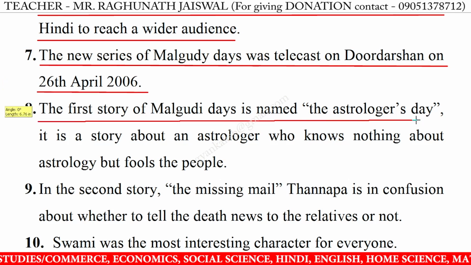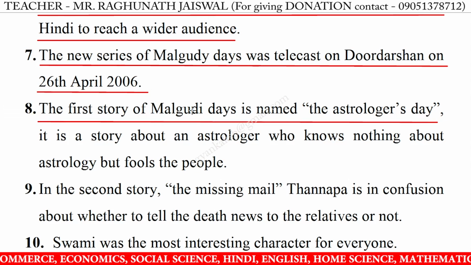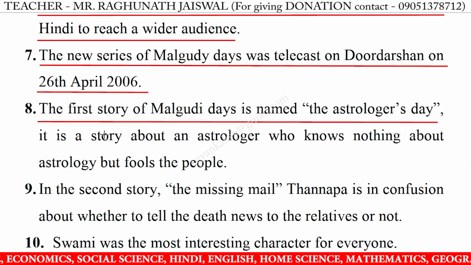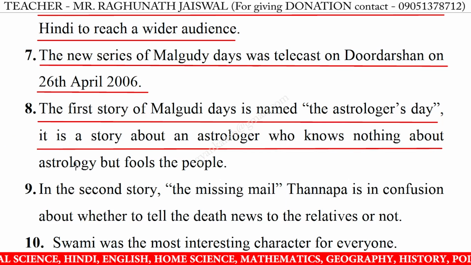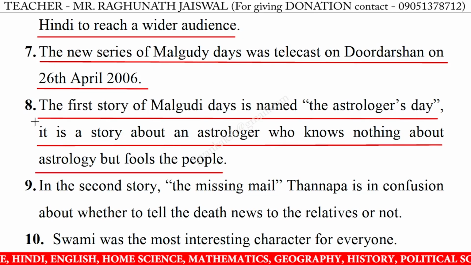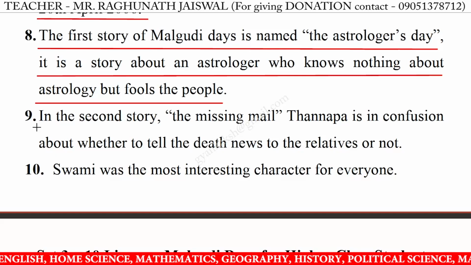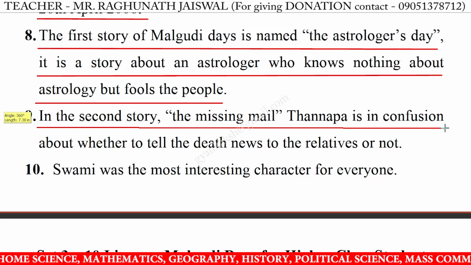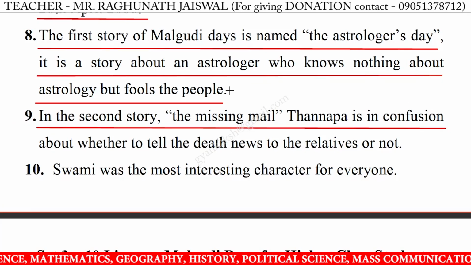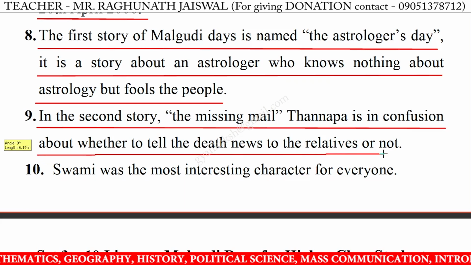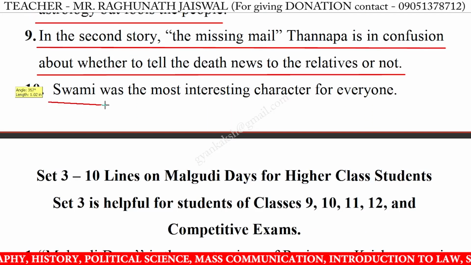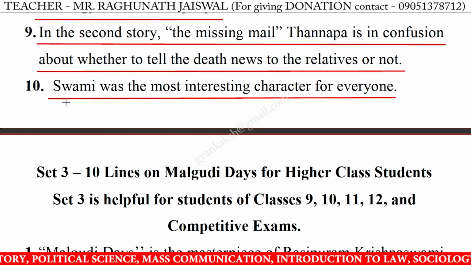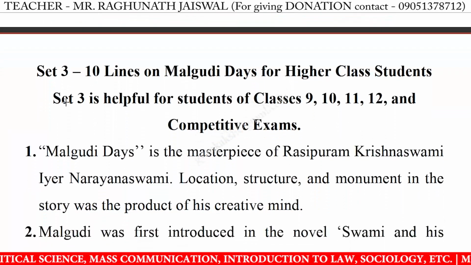8. The first story of Malgudi Days is named The Astrologer's Day. It is a story about an astrologer who knows nothing about astrology but fools the people. 9. The second story, The Missing Mail, Thanappa is in confusion about whether to tell the death news of the relatives or not. 10. Swami was the most interesting character for everyone.